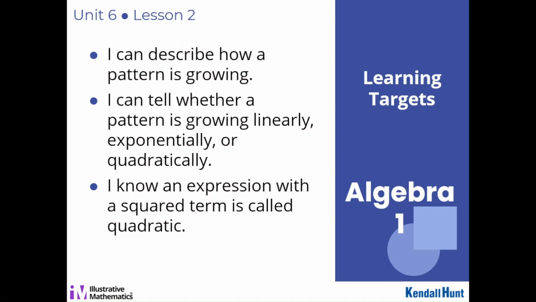This goes back to that first learning target. This means you understand that if you're adding the same amount every time, then that is going to be linear growth. You understand that if you're multiplying by the same number each time, then that is creating exponential growth. And you understand that if you're adding some type of squaring of a number each time, then that is going to give you quadratic growth.